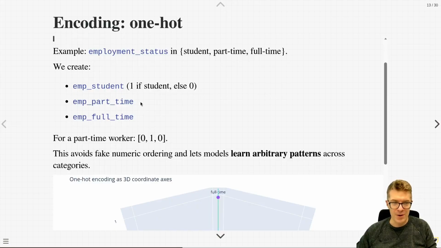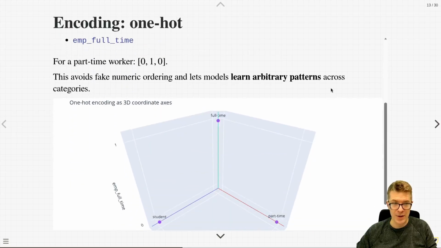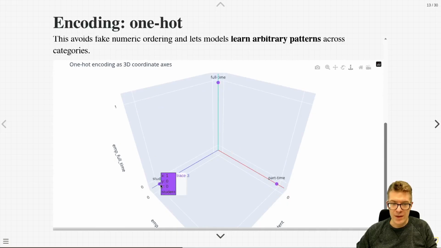So we talked about converting labels into one-hot encodings. And here's basically what this looks like geometrically. See, we have these points. So a student is represented down here. It's 1 in the student dimension, and it's 0 in the full-time and part-time dimensions. A part-time person is going to be 0 in the student dimension, 1 in the part-time dimension, and 0 in the full-time dimension, and same for a full-time.